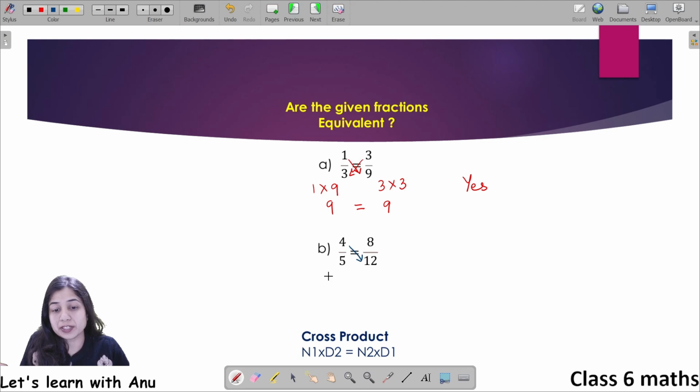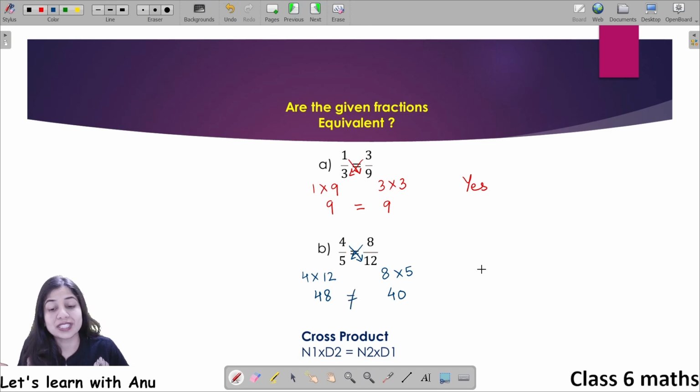4 multiplied by 12, 48. And let's multiply 8 with 5. The product is 40. So 48 is not equal to 40. So no, they are not equivalent fractions.